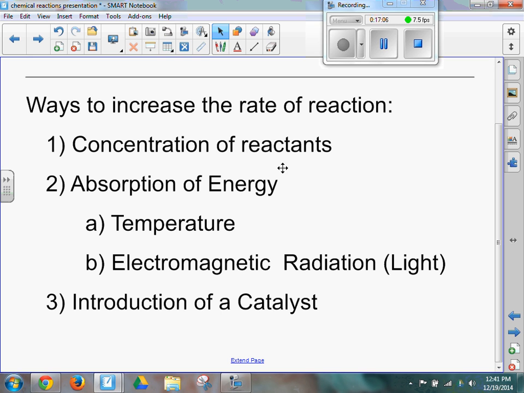One is the concentration of reactants. The second way is the absorption of energy, which is probably the main way. You talk about temperature increases or electromagnetic radiation. And the third way, and the more convenient way in a lot of ways, is the introduction of a catalyst. In your body, it's called an enzyme, and in normal chemistry terms, it's a catalyst.